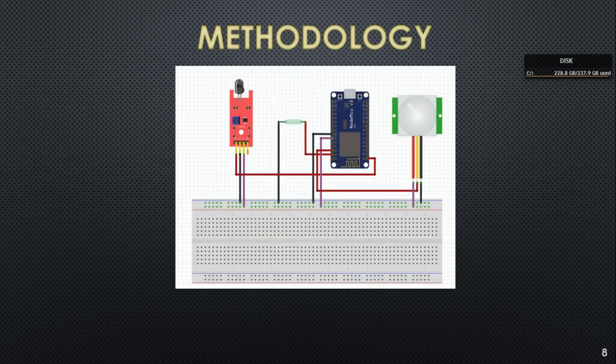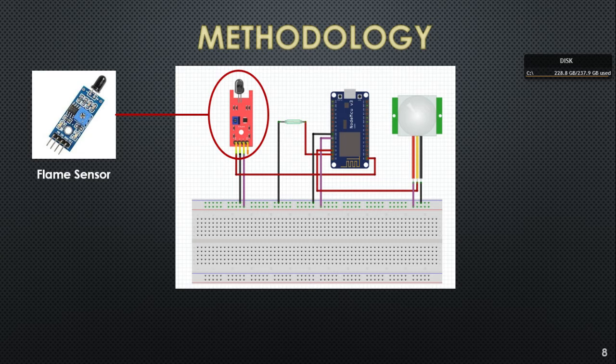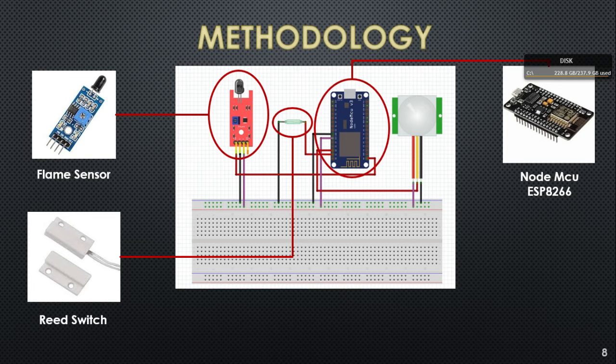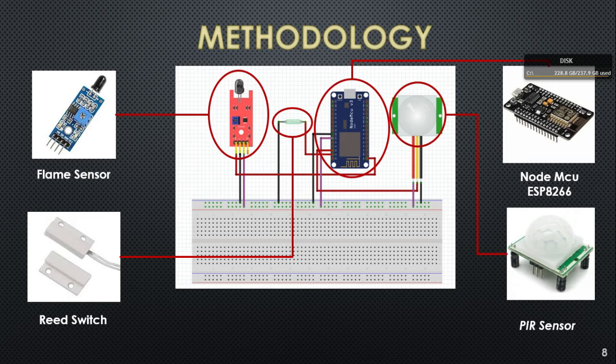Now, let's move to methodology. This is my circuit diagram. In my circuit diagram, I have a flame sensor to detect fire, a reed sensor to detect the door opening and closing, the NodeMCU ESP8266 microcontroller, and the PIR sensor to detect movement.